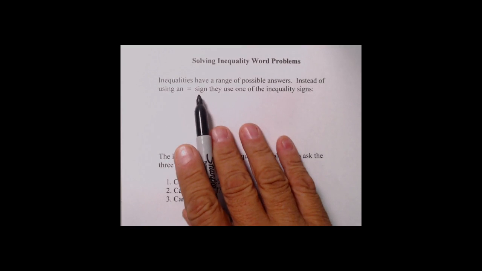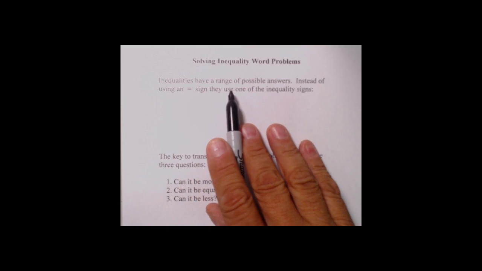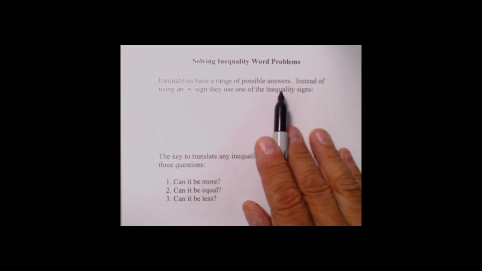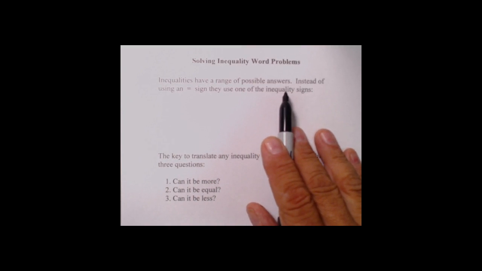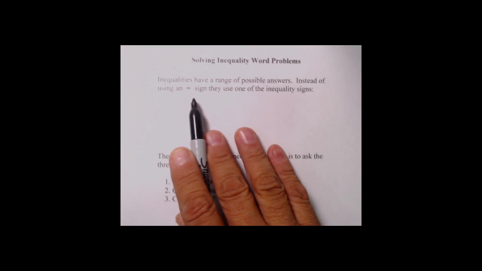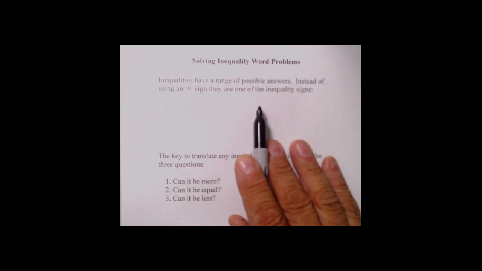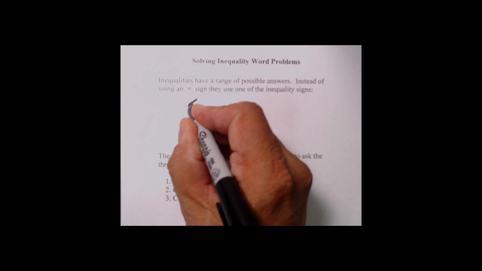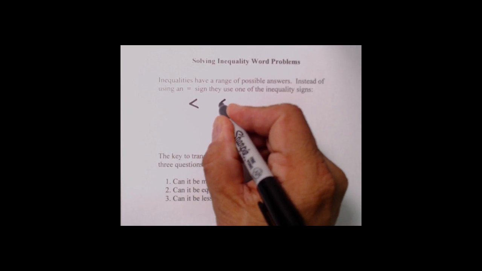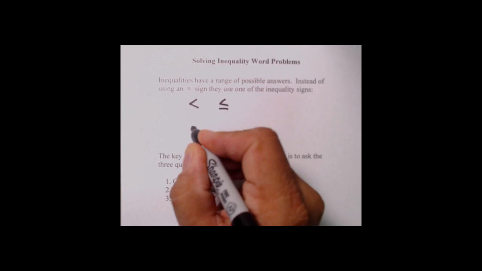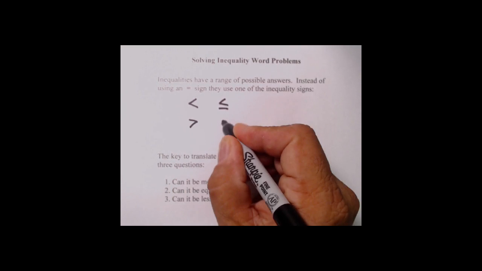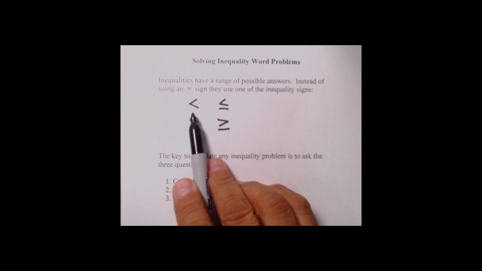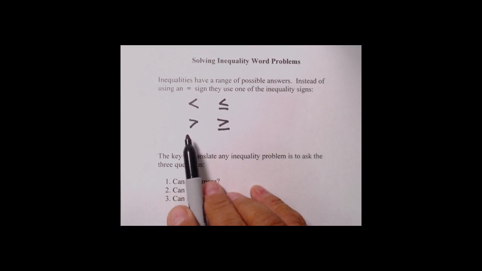Now, hopefully you remember that inequalities have a range of possible answers. In fact, the possibilities are usually unlimited. Anyway, instead of using an equal sign, one of the inequality signs is found, okay? And so you can have the less than, or the less than or equal to, or the greater than, or the greater than or equal to. Remember, inequality signs are designed really well.